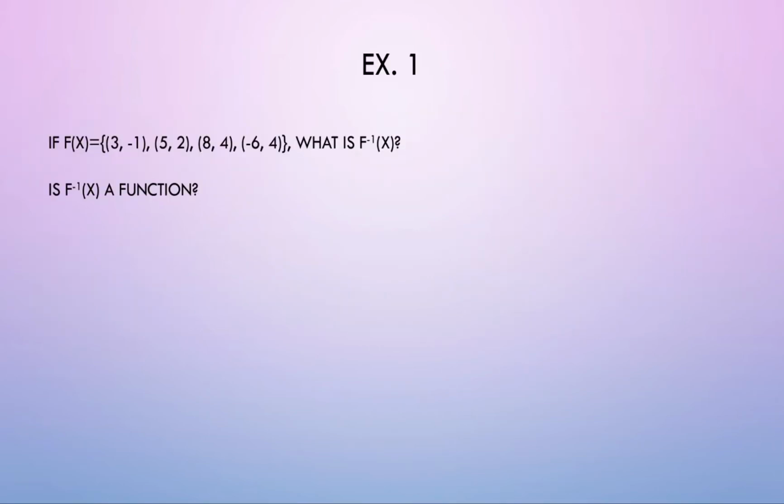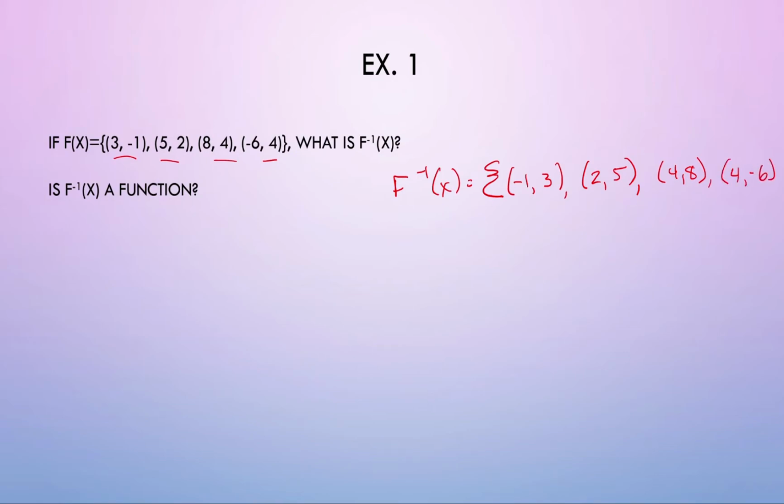All right, so if f of x equals the set (3, -1), (5, 2), (8, 4), and (-6, 4), f inverse is going to be a set of points, and it's going to be the same 4 points, but with the x and y switched. So instead of (3, -1), it's going to be (-1, 3). Instead of (5, 2), it's going to be (2, 5). Instead of (8, 4), it's going to be (4, 8). And instead of (-6, 4), it's going to be (4, -6).